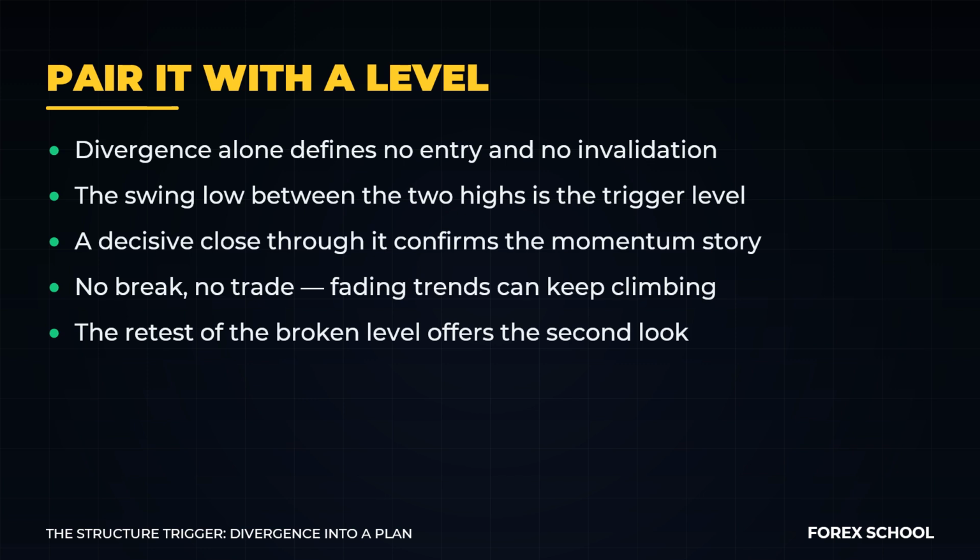Between the two highs of a bearish divergence sits a swing low, the floor of the pullback. That level is the trigger. While price holds above it, the uptrend is structurally intact and the divergence remains only a suspicion. A decisive close through it is the moment price finally agrees with momentum, a genuine break of structure. No break, no trade. A fading trend can still keep rising for far longer than anyone expects.